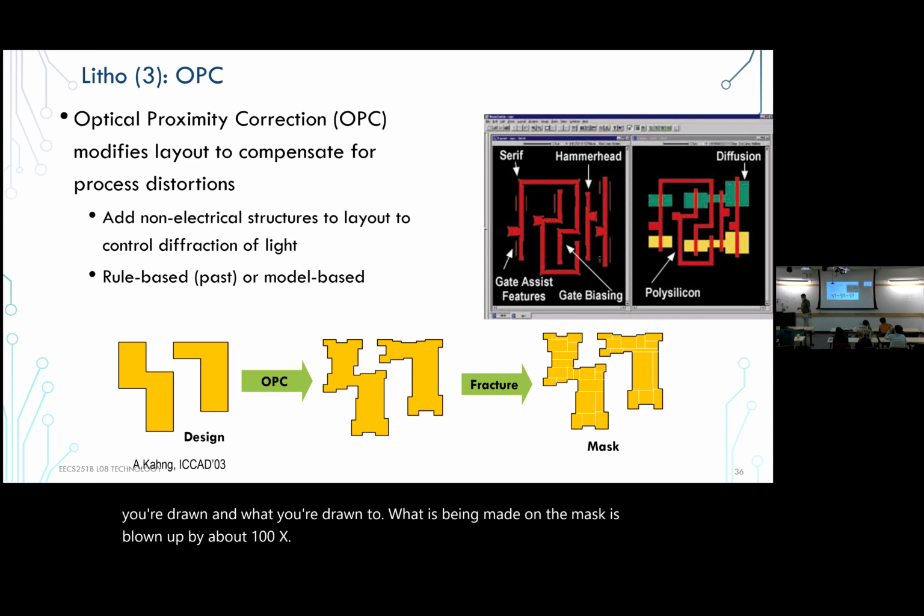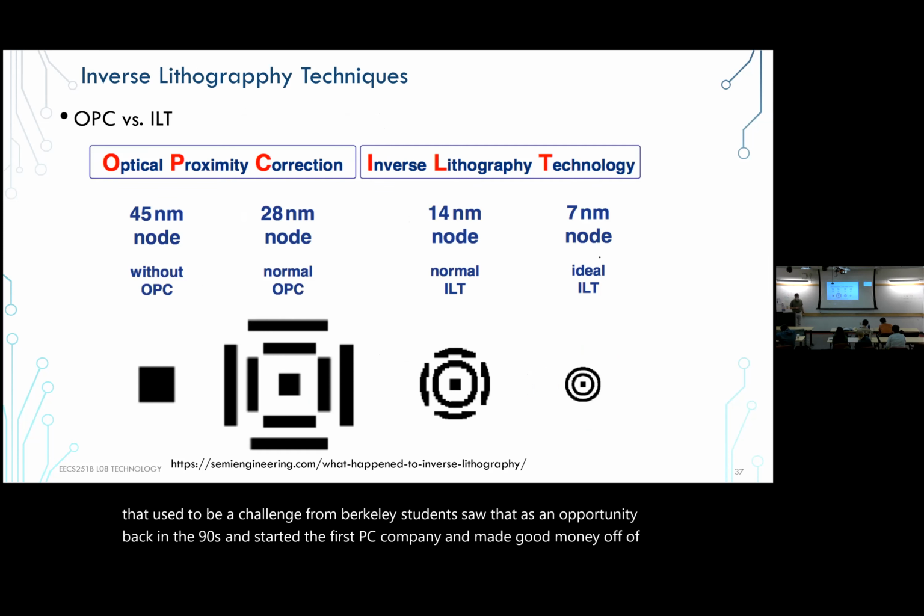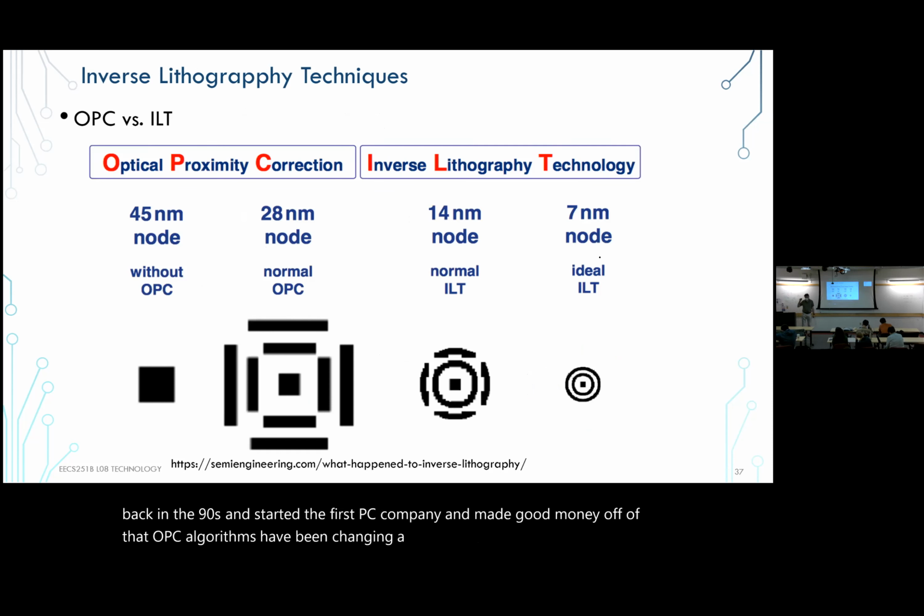And that's compute time. That used to be a challenge, and Berkeley students saw that as an opportunity back in the 90s and started the first OPC company. We made good money out of that. OPC algorithms have been changing a lot, and every few years when the current algorithm runs out of juice, somebody comes up with an idea of making a better one, and that's what has been happening. So every time you see a challenge, somebody sees an opportunity to make something better.